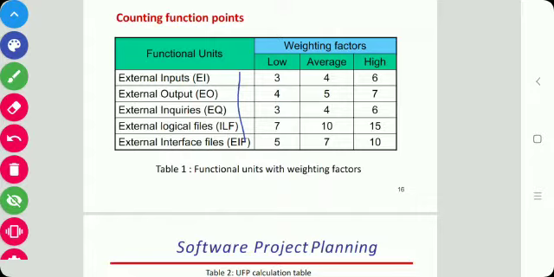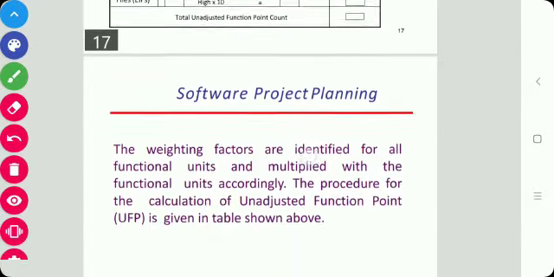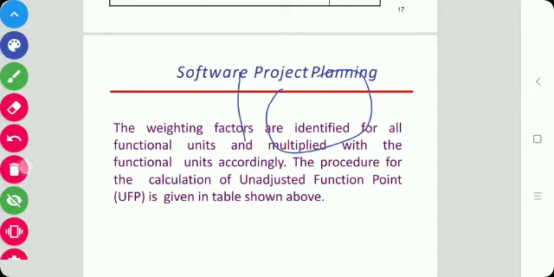So organizations that use the FP method develop a criteria to determine whether a particular entry is low, average or high. After classifying each of the 5 function types, the unadjusted function point, that is UFP, is calculated using the predefined weights for each function type. So here the weighting factors are identified for all the functional units and multiplied with the functional units accordingly, and the procedure for calculating the unadjusted function point is given in the table.